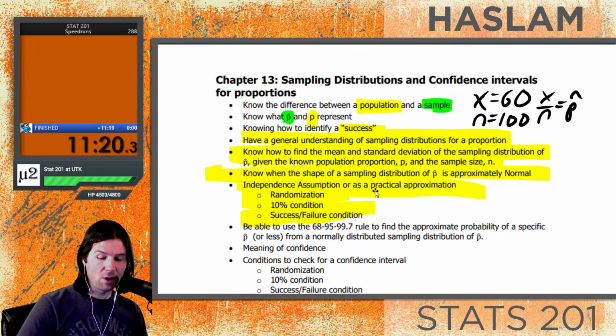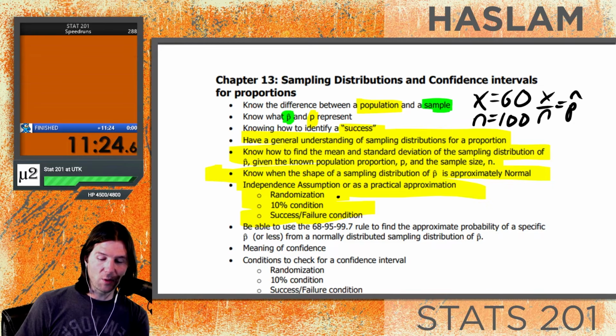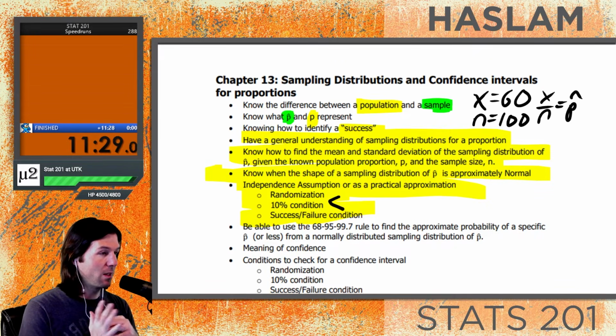What does the 10% condition mean? This is the one people usually get confused on, and it's less than 10% of the population needs to be sampled. So are my 100 students I selected less than 10% of all UT students? And I would definitely say yes. 100 students is less than 10% of all UT students.